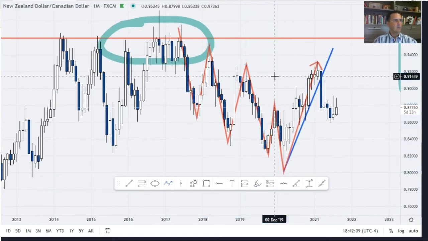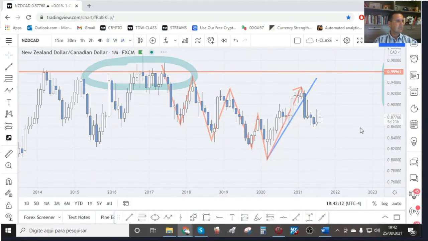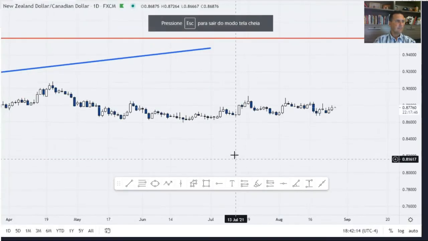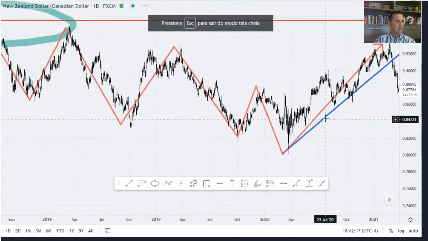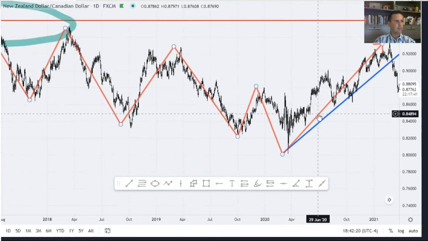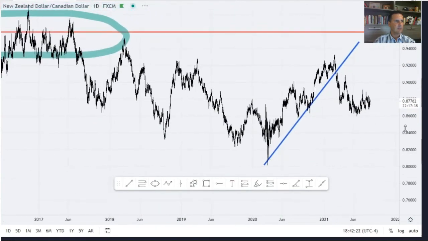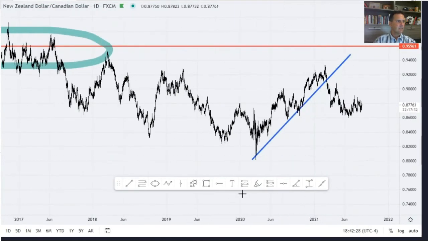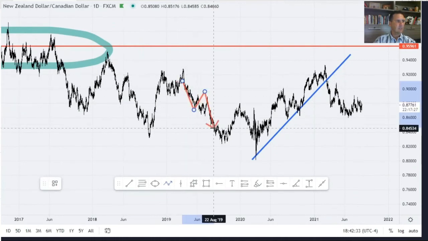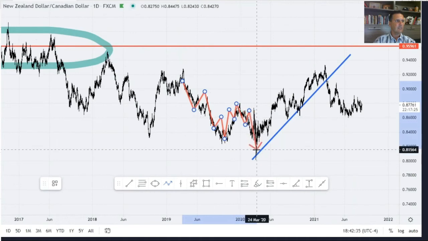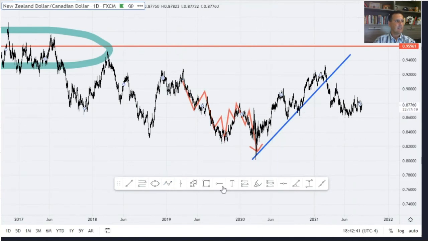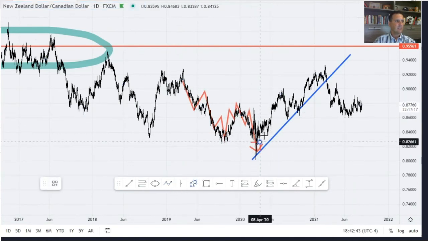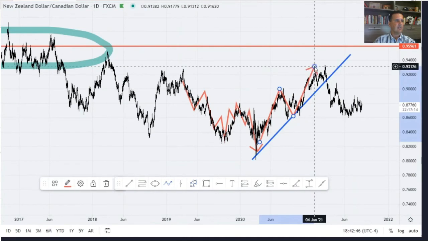So let's go on the daily chart, right? I want everybody to understand that those rules and those concepts apply on all currency pairs, all time frames. Making lower lows, lower highs, higher highs, lower highs, and then the market reversed, short-term trend, and started making higher highs, higher lows, higher highs.